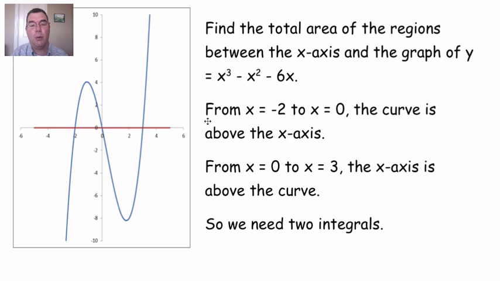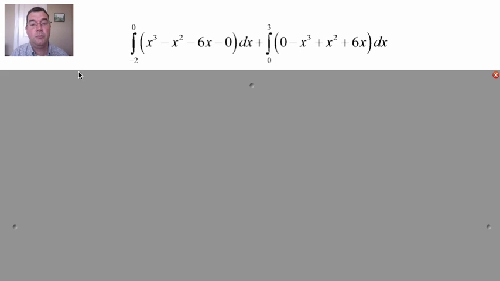So what I need to do is look at where it is above the x-axis and where it's below. From x equals -2 to x equals 0, the curve is above, and then from 0 to 3, the curve is below the x-axis. So I actually need two integrals. The first one, from -2 to 0, is going to have the function minus y equals 0, because the curve is on top and y equals 0 is on the bottom. Then from 0 to 3, 0 is on top, and I subtract the function. And notice that I changed the signs of all the terms just to make it easier on myself.